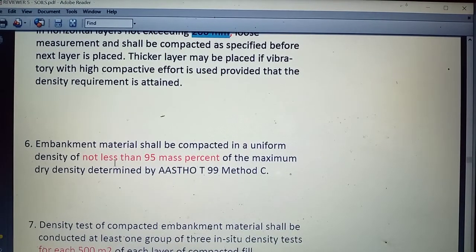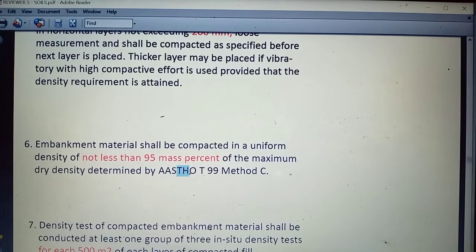Embankment materials shall be compacted into a uniform density not less than 95% of maximum dry density. Pinulahan ko na. Kung ang nanonood nito is magti-take ng materials engineer, dapat tandaan nyo itong nakapula, kasi yung madalas yung lumalabas. Out of the maximum dry density determined by AASHTO T99 method C. Sorry, dapat AASHTO, nabaliktad yung T at H.